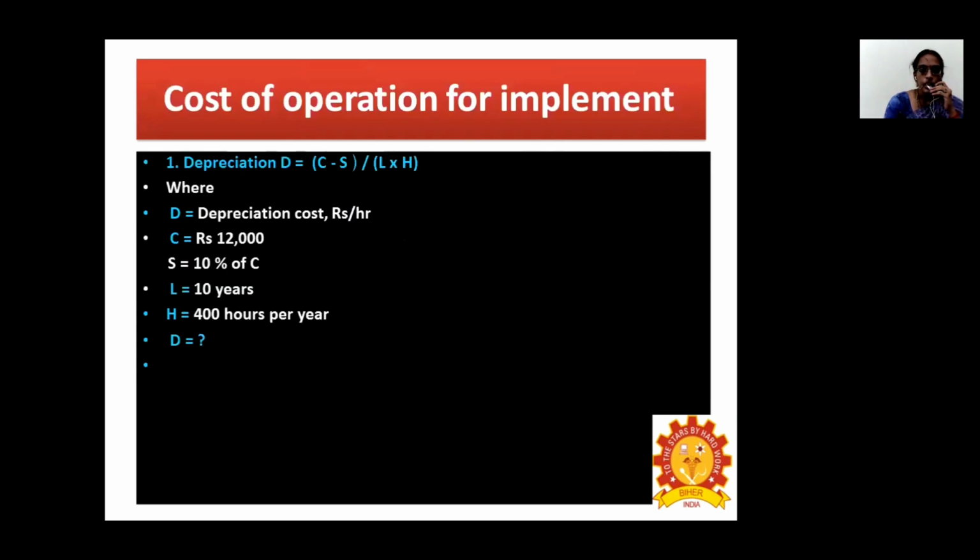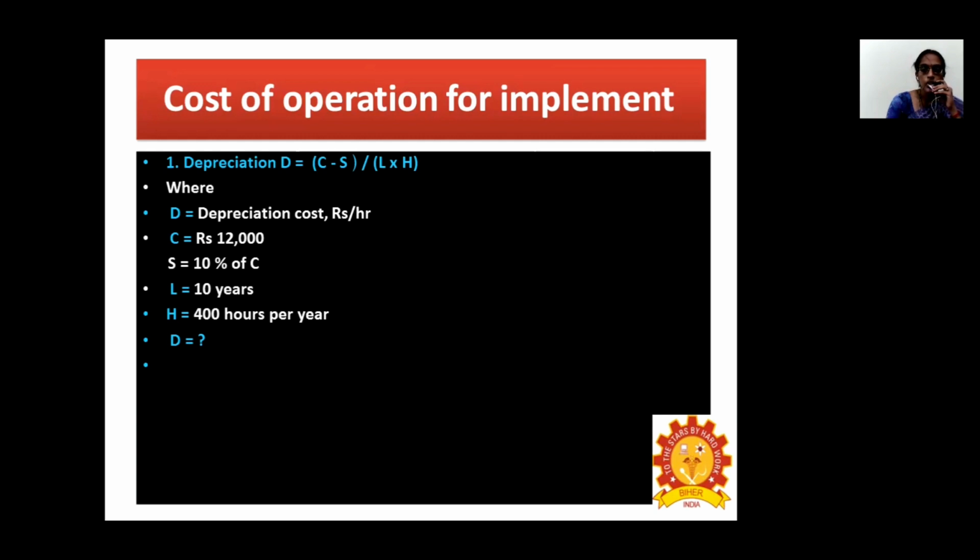Then how we are calculating these costs: the C value they have given is around 12,000, and normally the salvage value S will be calculated as 10% of the cost, and the lifetime will be around 10 years, and H will be the normal operating hours, that is the working hours of the cultivator, which will be 400 hours per year.